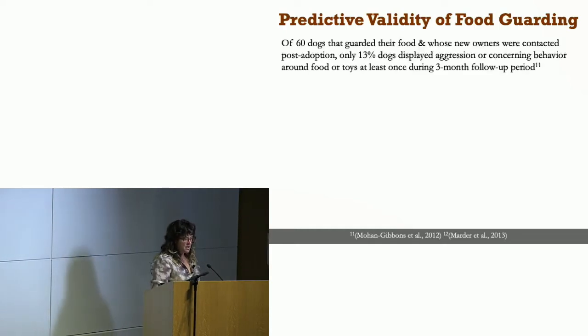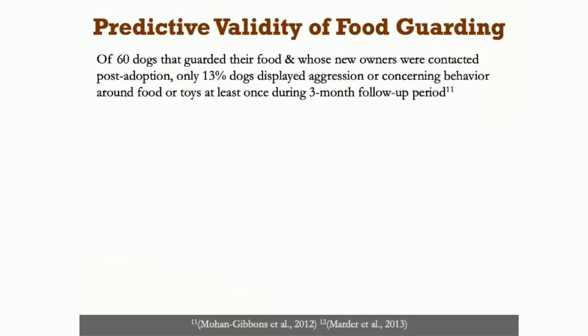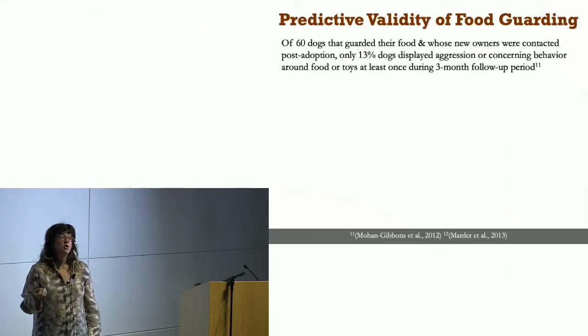The first paper, Heather Mohan-Gibbons and colleagues conducted back in 2012. This was essentially looking at dogs that had guarded their food and looking at how owners described them post-adoption. What they found was that only 13% of the dogs, as reported by their owners, displayed aggression or concerning behavior around food or toys at least once during their 3-month follow-up period. And if you look at that, the percentage is pretty low.